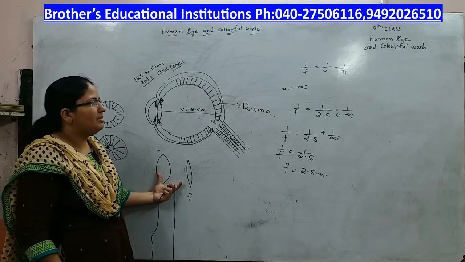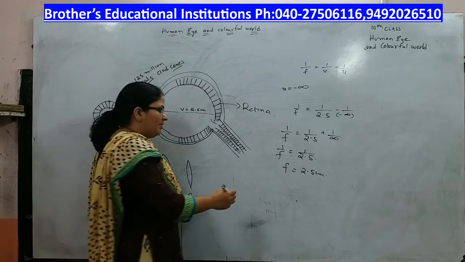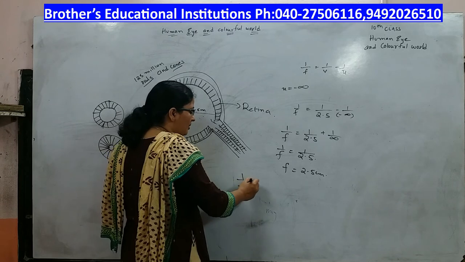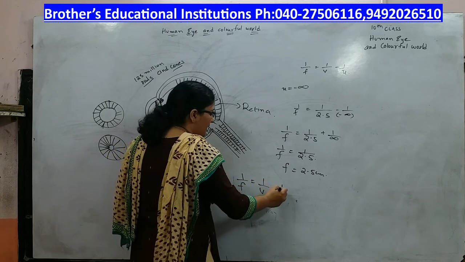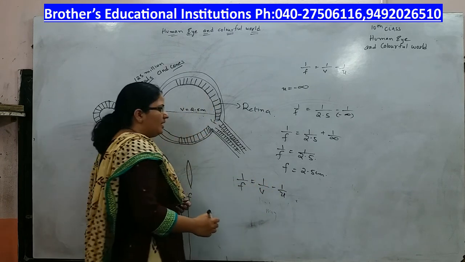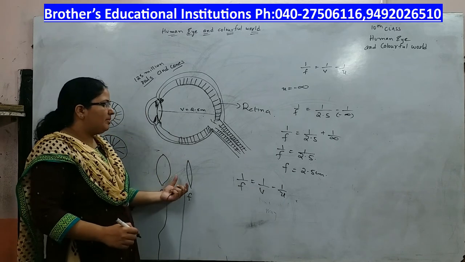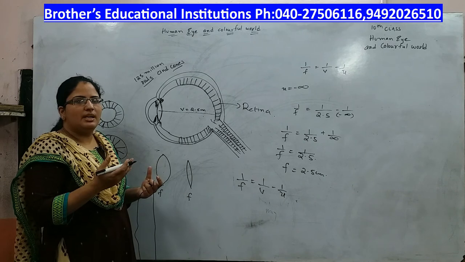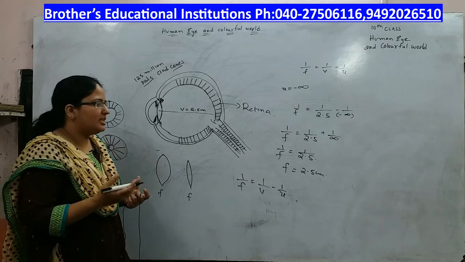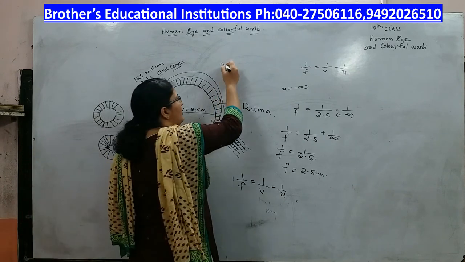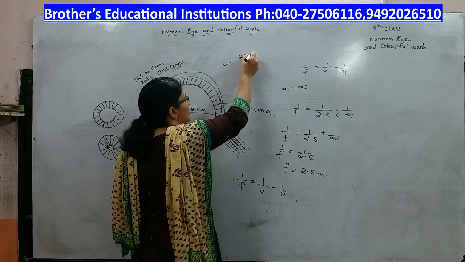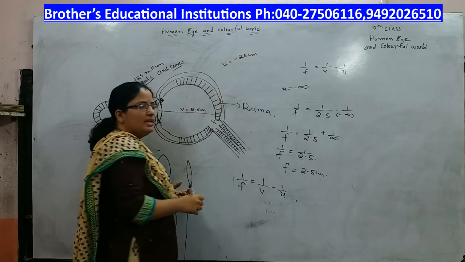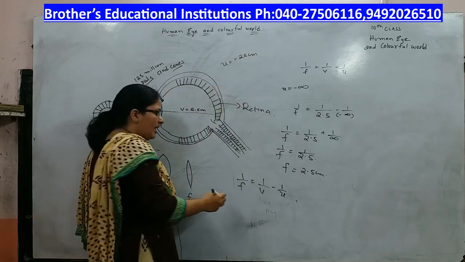Let us find the minimum focal length. For finding the minimum focal length, again use the same formula, 1 by f is equal to 1 by v minus 1 by u. When does the eye have the minimum focal length? When you are seeing the object at the nearest position, that is the least distance of distinct vision. You know that the least distance of distinct vision is 25 centimeters. So you take it as minus 25 centimeters.